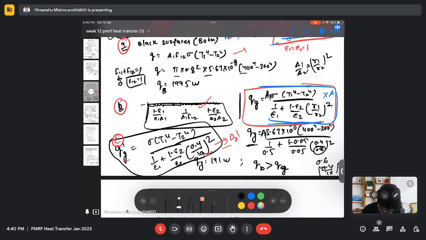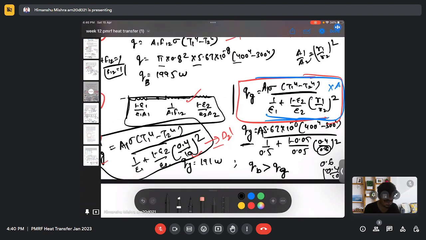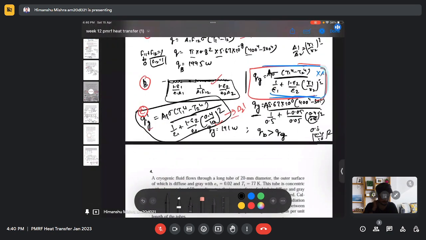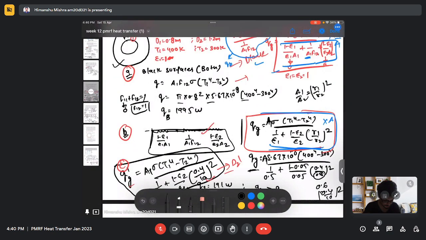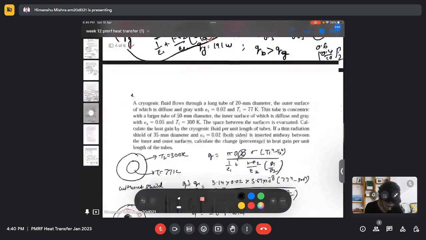Yes, this is the point I wanted to clarify. I am forgetting it even here, so yes, this is the problem. So let's move to the last one here.